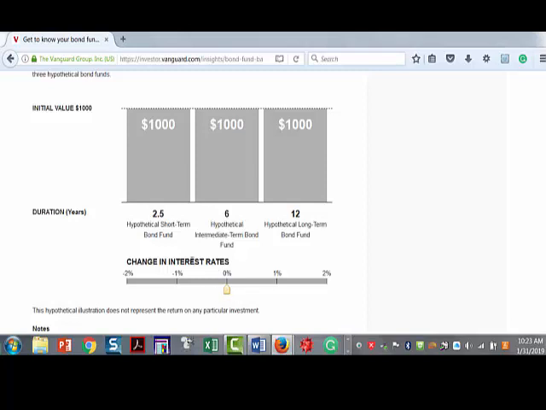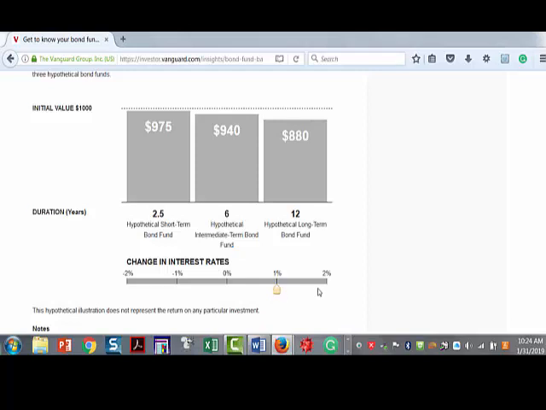So here we have a change in interest rates on this sliding scale. If we start off at 0, all funds start off with a $1,000 initial value. Now if we raise interest rates 100 basis points, look what happens. Short-term funds only drop by about $25. Intermediate funds drop by $60 or 6%. And then long-term funds are dropping by 12%, which indicates you have a duration of around 12 in this case.